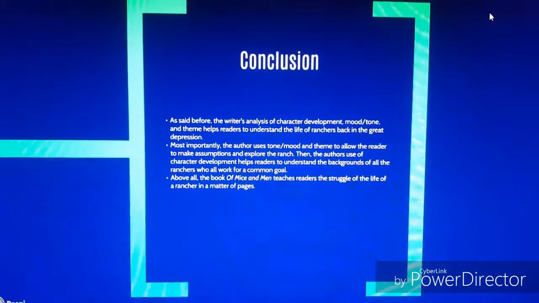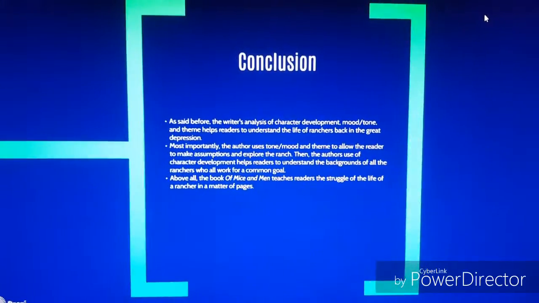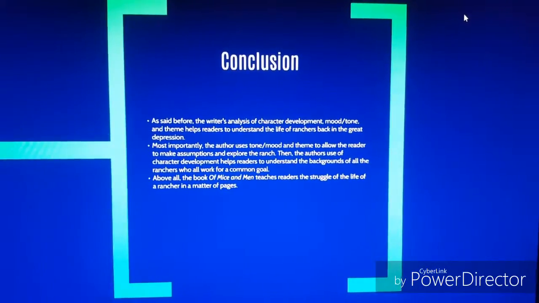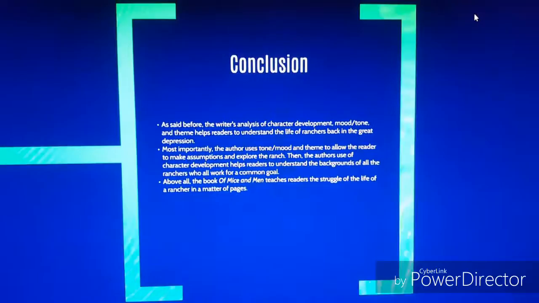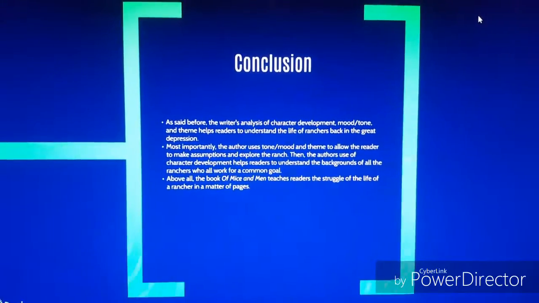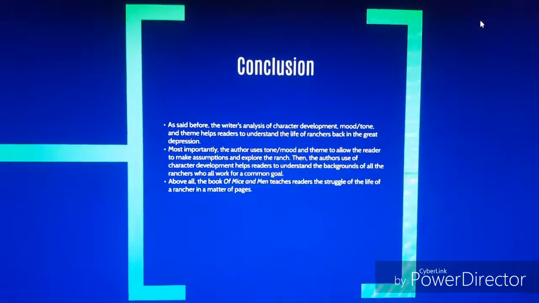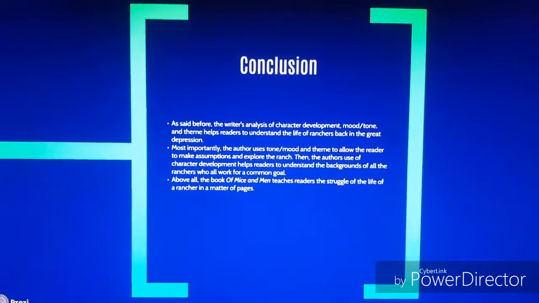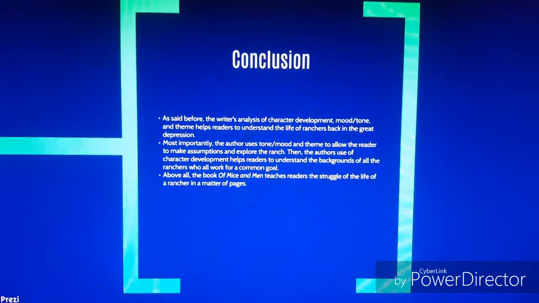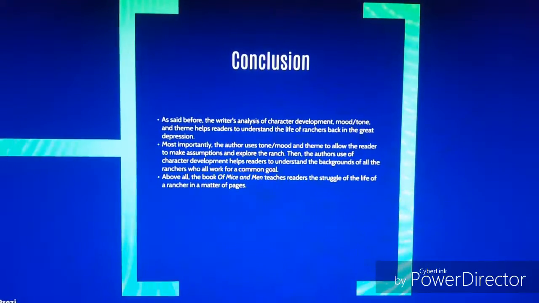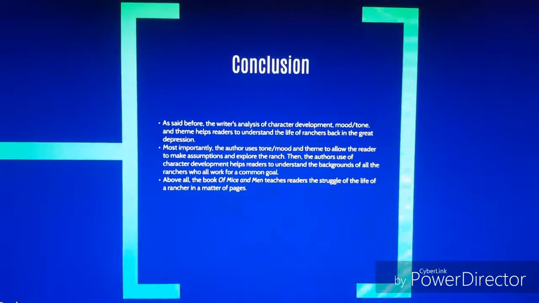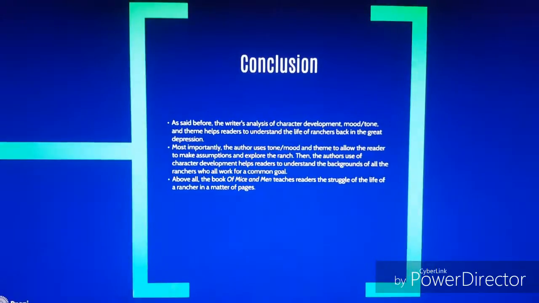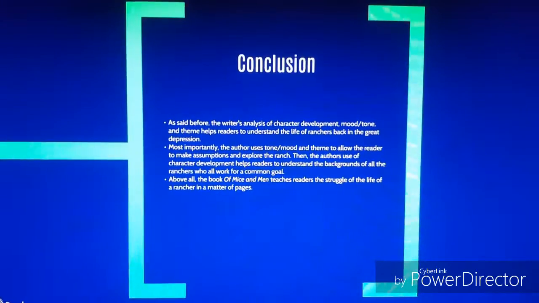Finally, as said before, the writer's analysis of character development, mood and tone, and theme really helps the reader to understand the life of ranchers back in the Great Depression. Most importantly, the author uses tone, mood, and theme to allow the reader to make assumptions and explore the ranch as a whole. Then the author's use of character development simply helps readers to understand the backgrounds of all the ranchers who work together for a common goal.